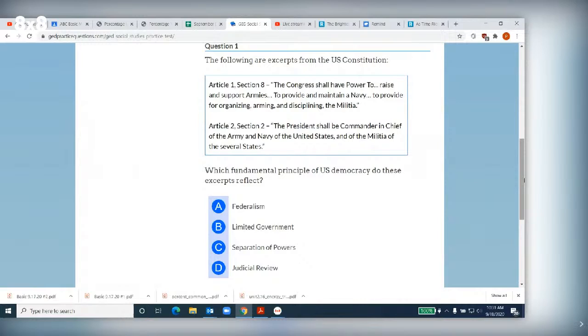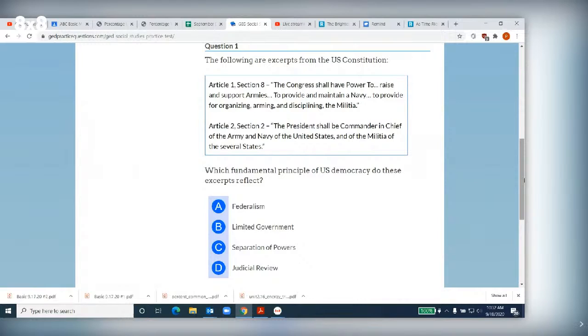Judicial is about the courts. It doesn't talk anything about the courts in that, so you know it's not going to be D. Federalism is between state government and the federal government. This doesn't talk anything about state government. So it pretty much leaves you B and C. It doesn't seem like this is limiting government. It's talking about powers the government has. But what it does talk about is specific roles of the president and specific roles of the Congress. So it would be C, separation of powers.